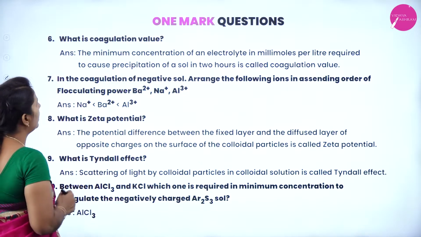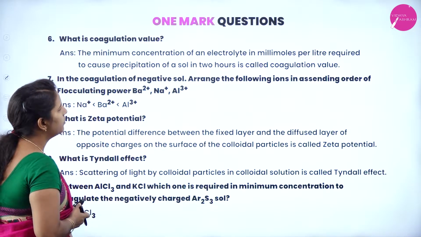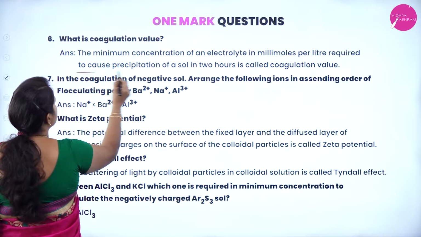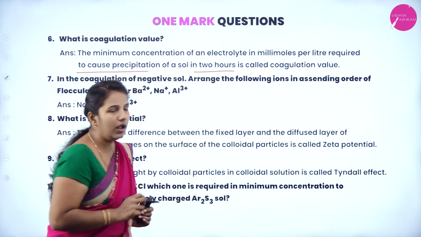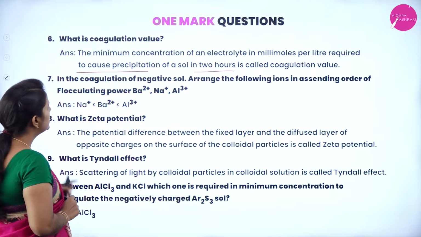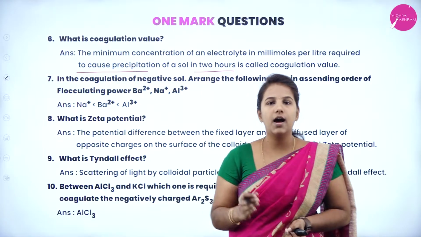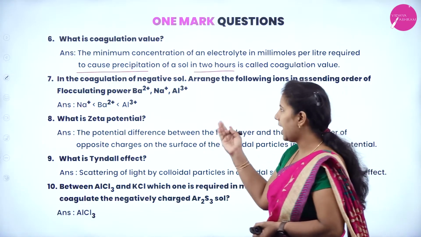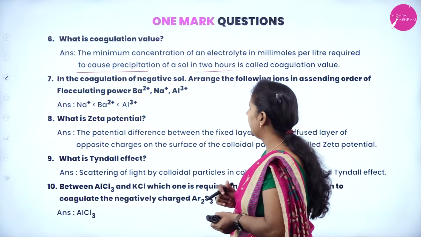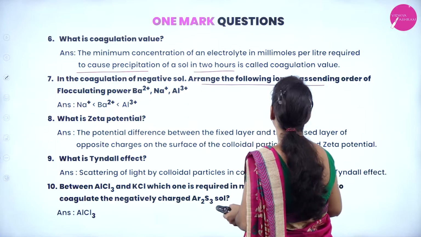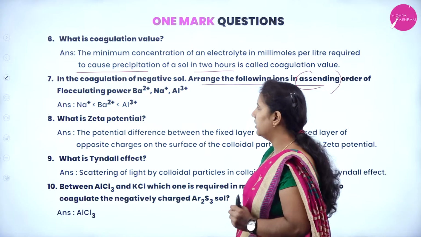Next, what is coagulation value? The minimum concentration of an electrolyte in millimoles per liter required to cause a precipitation of a salt in 2 hours is called as what? Coagulation value. Again, they can ask you to define what is meant by the Hardy-Schulze rule, or they can give you the ions like this. You can see question number 7. In the coagulation of a negative sol, arrange the following ions in the ascending order of their coagulating power.